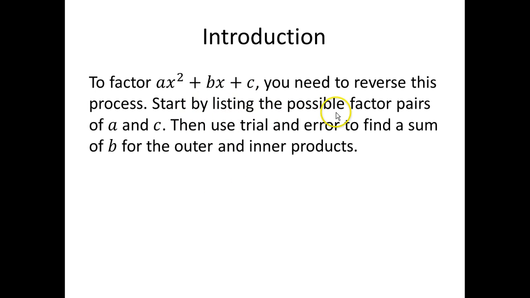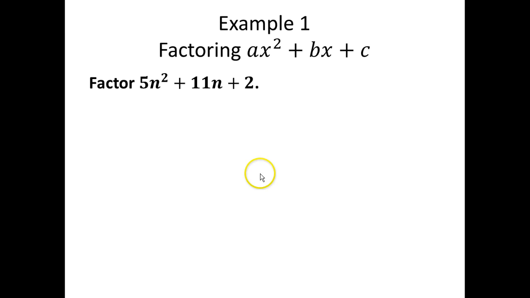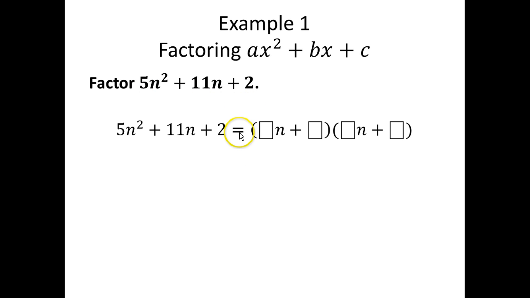So what I do is I start by listing the possible factor pairs of a and c, and then I use trial and error to find a sum of b for the outer and inner products. You'll see what this looks like here in a second. So suppose I wanted to factor this trinomial here. Well, there's a couple options. I know that my leading coefficient is 5. So I know that whatever these two numbers are here, they have to multiply together to give me 5, because that's how this term is formed.